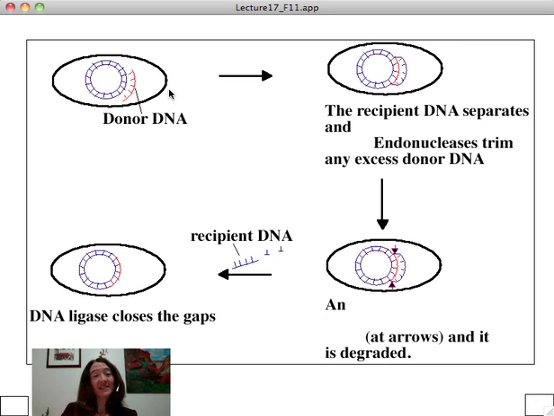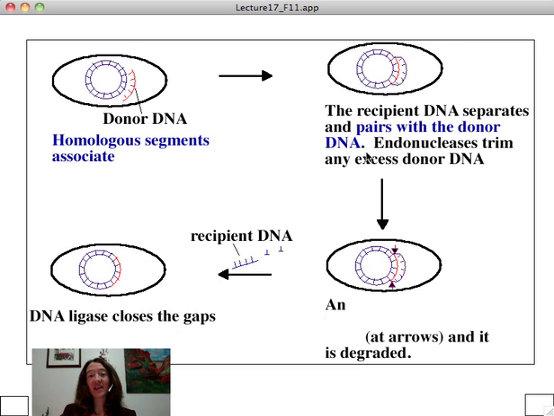So here, once entry has taken place, the red DNA is now free to hydrogen bond and align with a region that it looks similar to. From there, that region is going to be displaced. So a region of the purple looking DNA is going to be replaced by the red DNA. In this next picture, the recipient DNA is going to separate and pair with the donor DNA. Notice that the red DNA has literally replaced a region of the purple DNA.